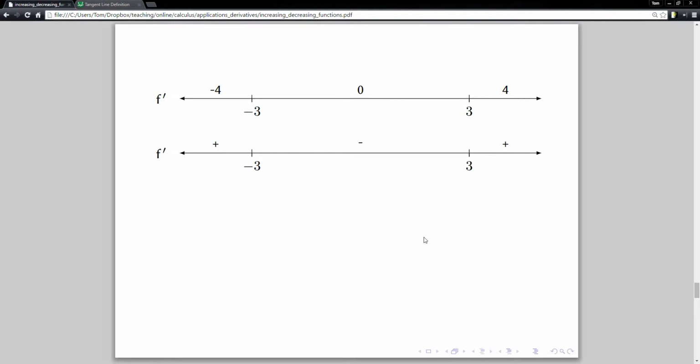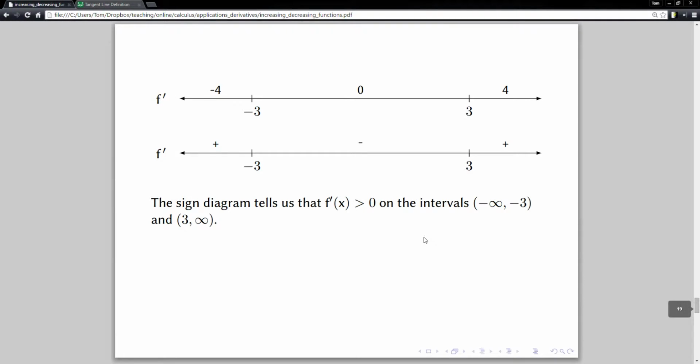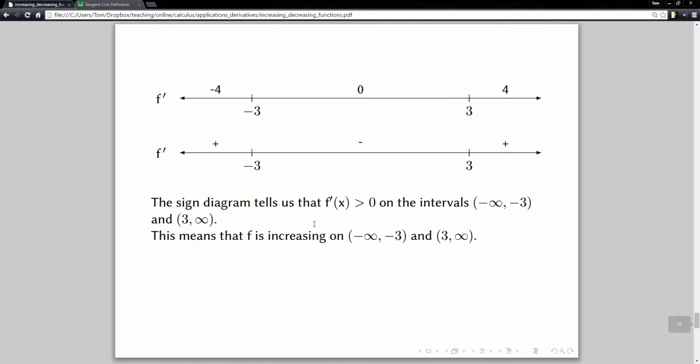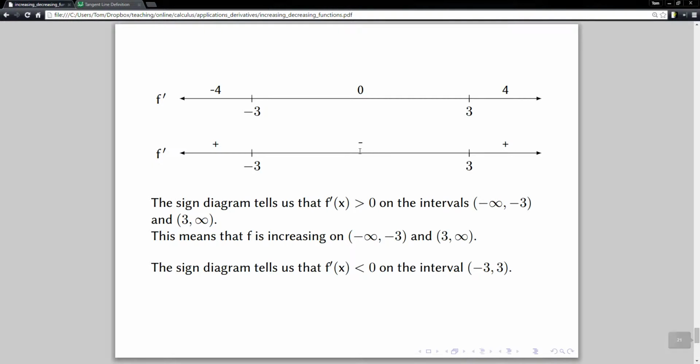Okay, so now I know, hey, the derivative is positive on this piece over here from negative infinity to negative 3, and it's also, the derivative is positive on this piece, right, from 3 to infinity over here. So the derivative is positive on those intervals. That means that the original function is increasing on those intervals. Okay? Likewise, I look at the sign diagram here and I know, hey, the derivative is negative, right, on this piece right here. And so what that means is that the original function is decreasing on that interval from -3 to 3.